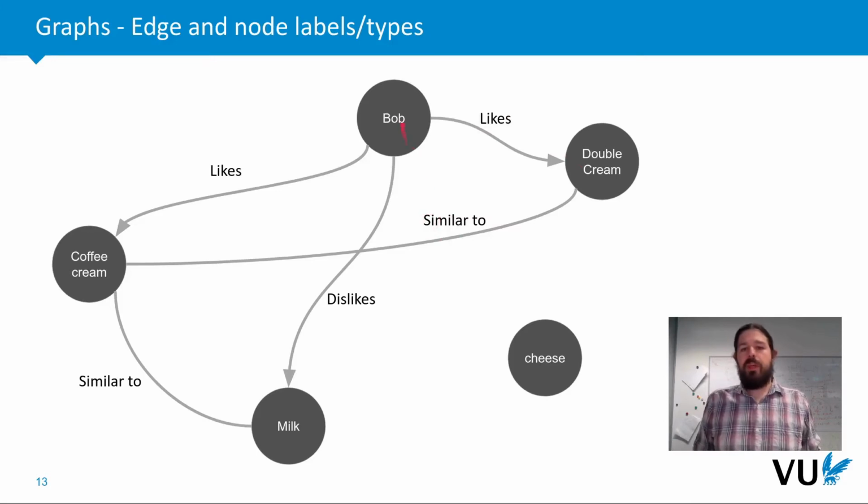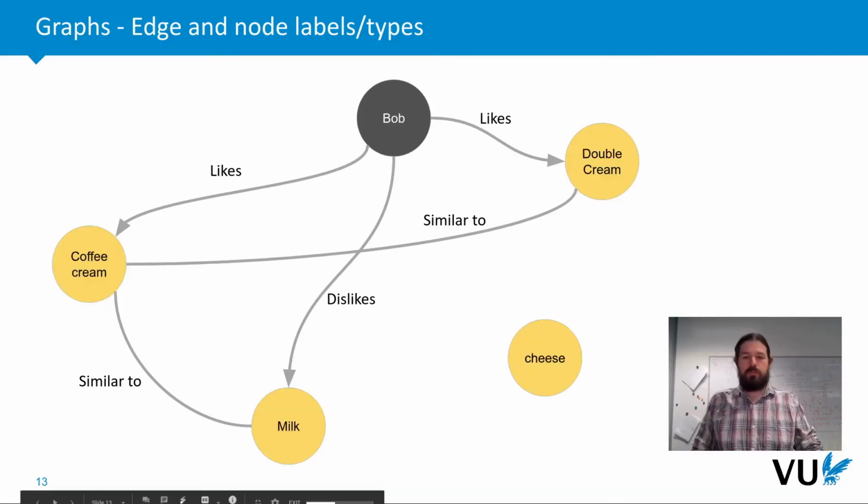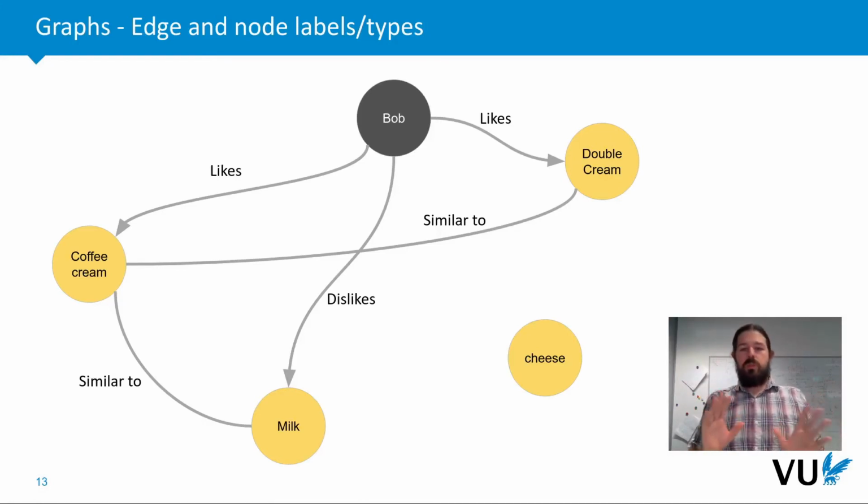Now we also have types. So it means that, for example, here we have a Bob, which is of type person, and all the other things here, so the double cream, the cheese, and milk, and so on, they are dairy products. So these nodes are of different types. Now I did one more thing in this graph, and that is I have here a directed edge, but I've mixed them with undirected edges. So I have both directed ones and undirected mixed together. Okay, so I made a small edit to the slide, so it's now even more clear what I meant by the types. So the yellow nodes would be of type dairy, and then the gray node would be of type person.